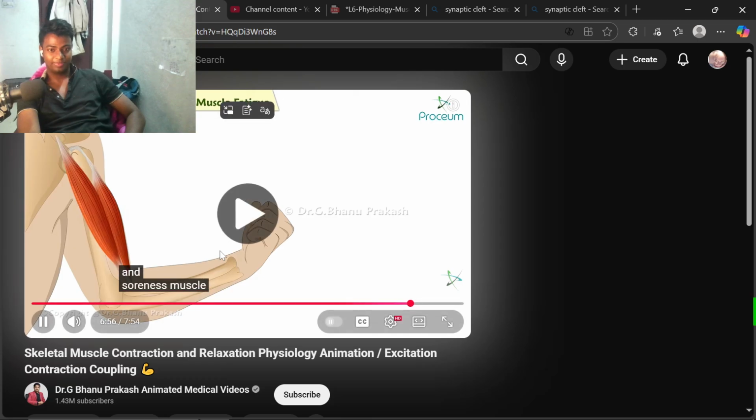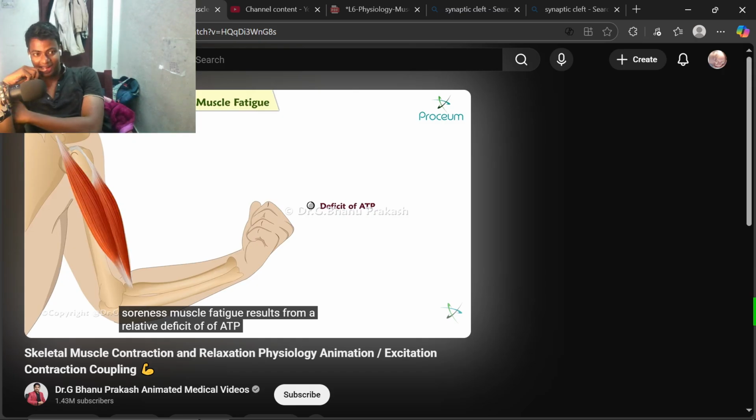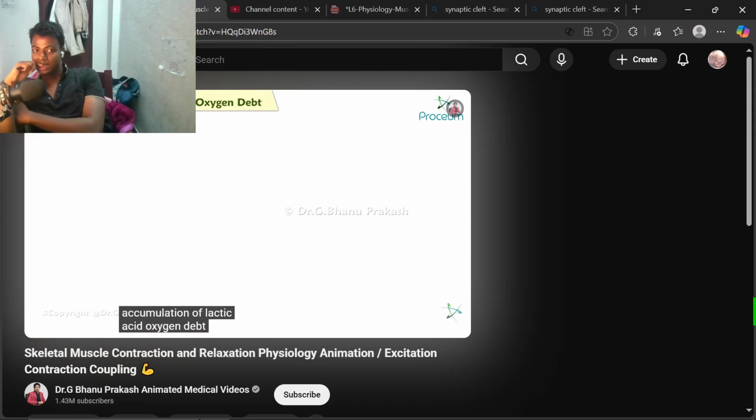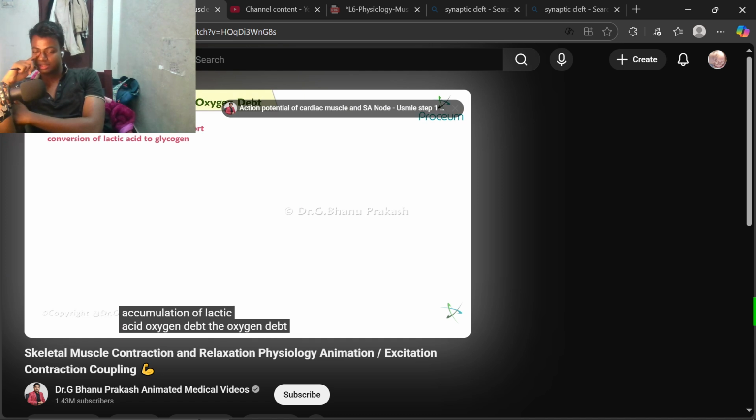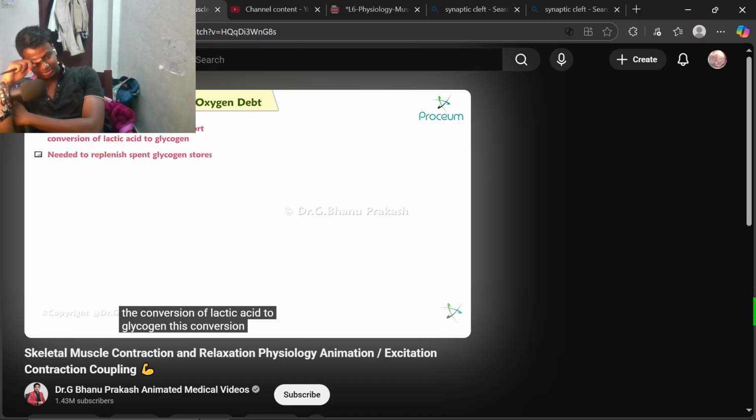Muscle fatigue results from a relative deficit of ATP and accumulation of lactic acid. Oxygen debt. The oxygen debt is the amount of oxygen necessary to support the conversion of lactic acid to glycogen. This conversion is needed to replenish spent glycogen stores.